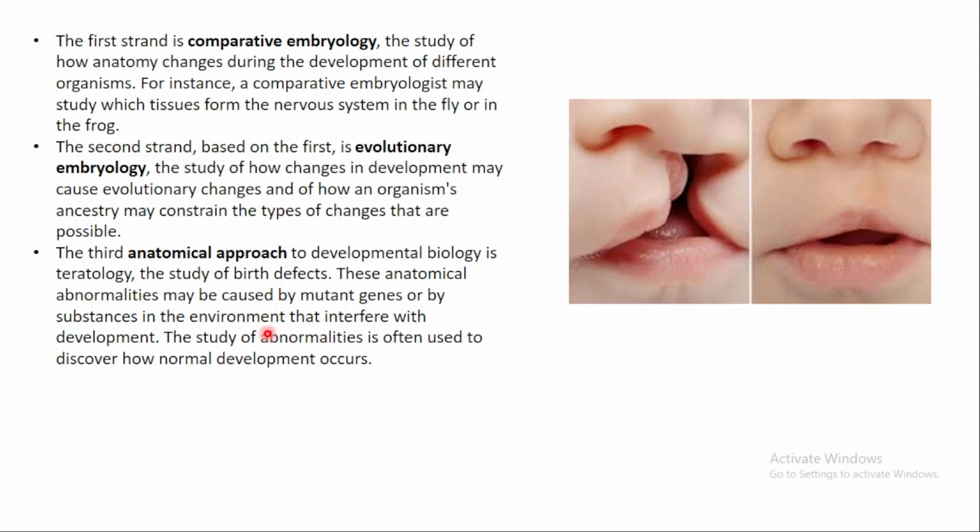But the answer to our question is experimental embryology, in which we physically manipulate the embryo and try to see what changes it is causing in the developmental body plan and the development of an embryo into an adult. So when we make physical manipulations, it's experimental embryology. When we compare different embryos, it's comparative embryology. When we study birth defects, it's anatomical embryology or teratology. I hope this is clear for the students. These are different approaches of studying embryology.